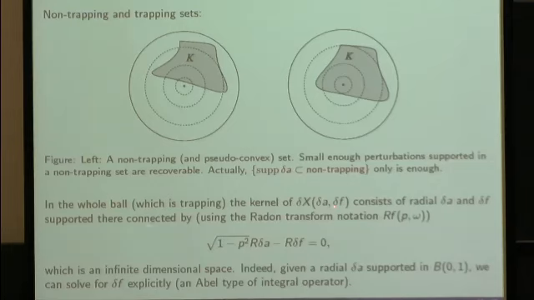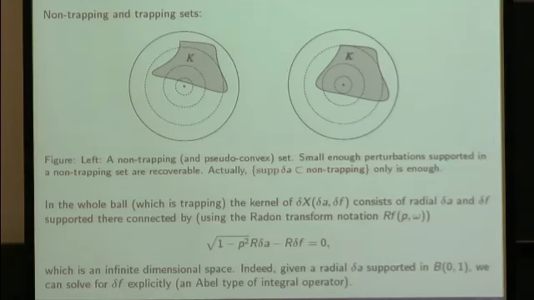Okay, so in the whole ball, which is of course trapping, you can analyze the kernel, and it's very easy. So you analyze the kernel, and you get that the kernel must consist of radial functions only. You prove that. And then you show that they have to be related like this. So this is the usual Radon transform notation, but again, those two functions are actually one-dimensional really, because they're radial. So this is a one-dimensional equation.